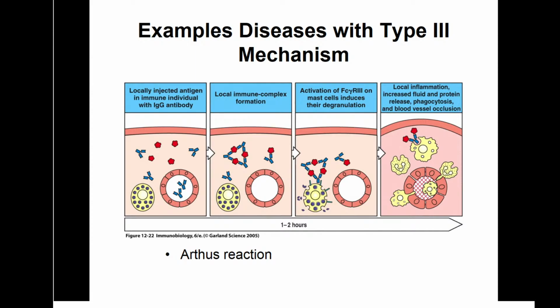Locally injected antigen in an immune individual with IgG antibody causes local immune complex formation with activation of Fc receptor on mast cells. Through degranulation, the mast cells cause local inflammation, increased fluid and protein release, phagocytosis, and blood vessel occlusion.